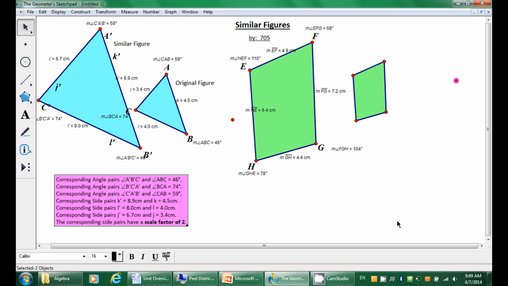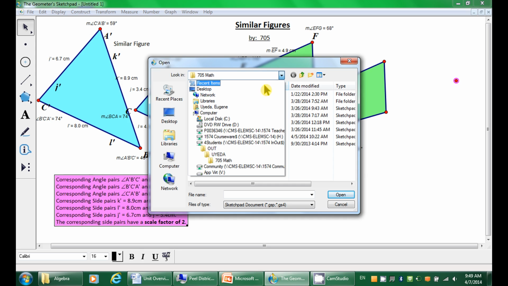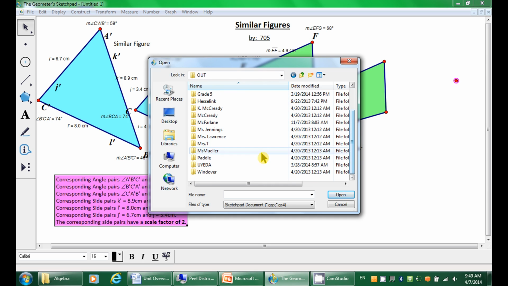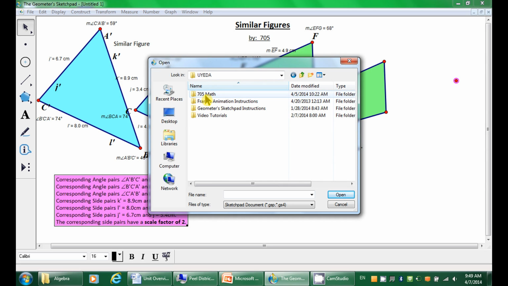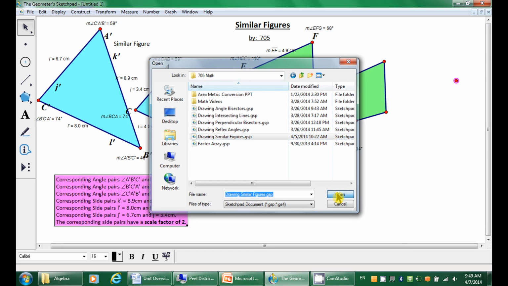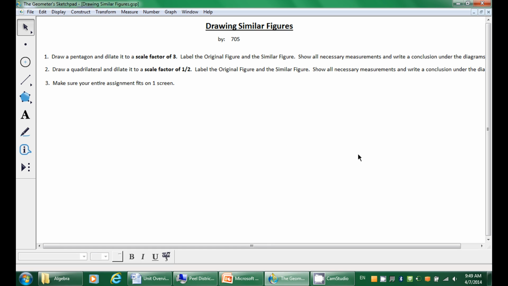Now, once you've shown me the assignment, you're going to go to File, Open. You're going to go down to For Students, double-click out, go down to UADA, go down to click on 705 Math, and then I want you to click on Drawing Similar Figures. And this is the assignment that I would like you to create. Here are my instructions. Okay? It's going to be very similar to this tutorial. All right, good luck. And so I'll be looking for 2 things in this to look at.